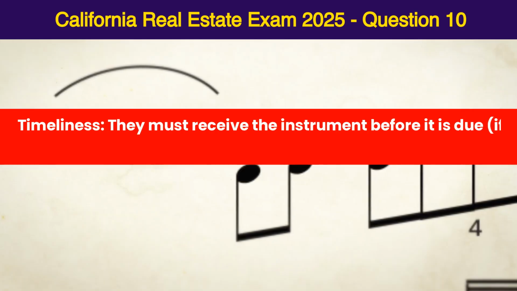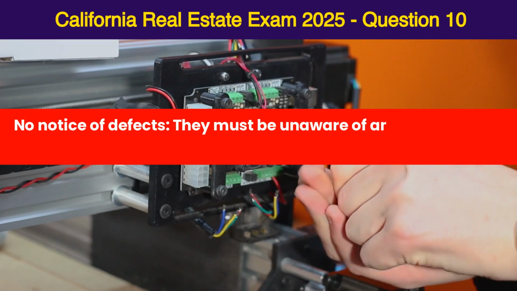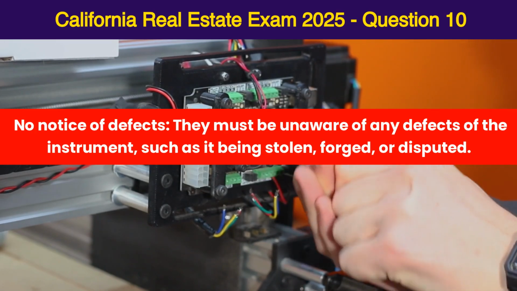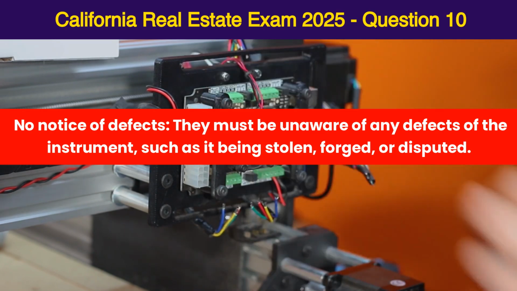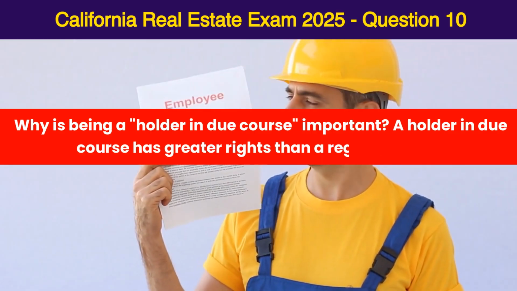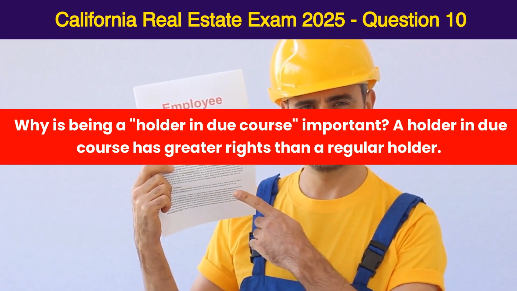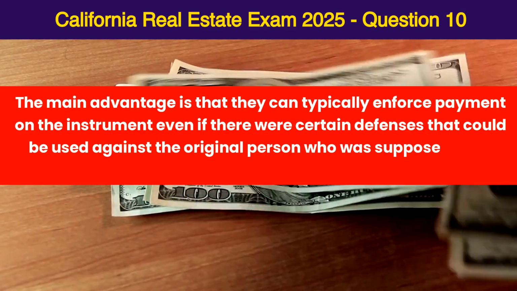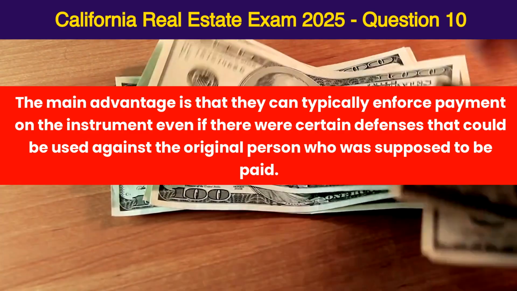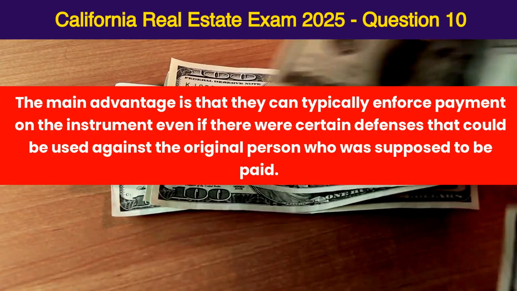Timeliness. They must receive the instrument before it is due, if applicable. No notice of defects. They must be unaware of any defects of the instrument, such as it being stolen, forged, or disputed. Why is being a holder in due course important? A holder in due course has greater rights than a regular holder. The main advantage is that they can typically enforce payment on the instrument, even if there were certain defenses that could be used against the original person who was supposed to be paid.